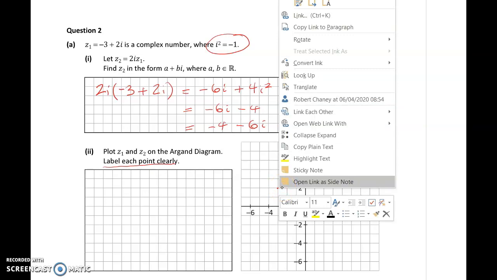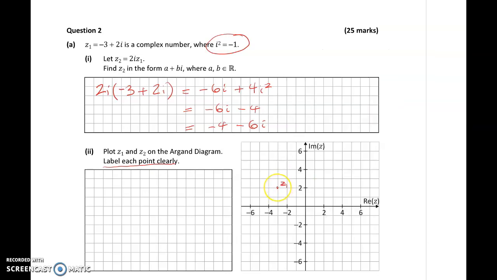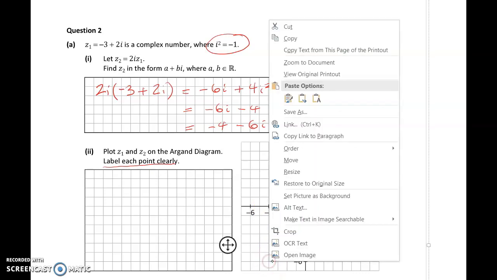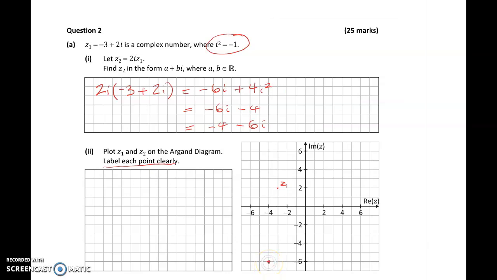Sorry, I'm having problems with my button. There you go, Z1, and Z2 is -4, -6. So we have a point down here, and that's Z2. One thing you might sometimes like to do when you plot a complex number is to connect it back to the origin, using a ruler preferably. Anyway, so that's Z1, plot the point, label it, Z2, label it.